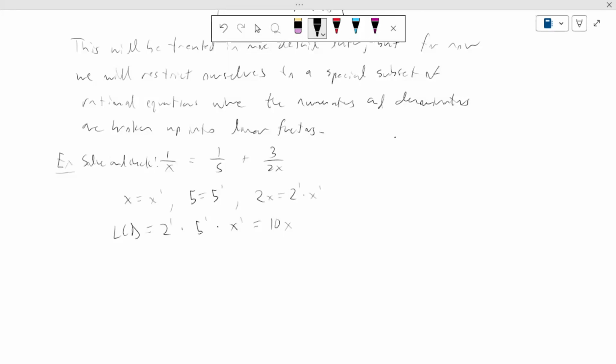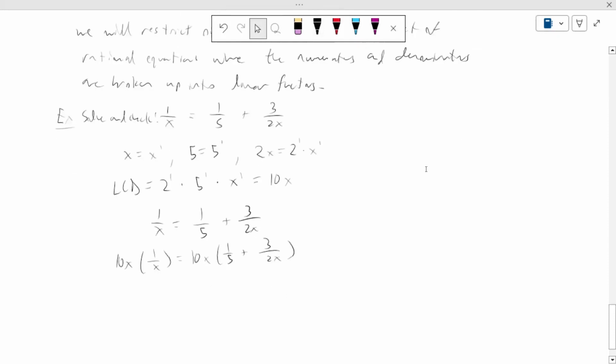So now the next step is to multiply both sides of the equation by the least common denominator, right? So I'm going to rewrite my equation over here. 1 over x equals 1/5 plus 3 over 2x. And I'm going to multiply both sides of the equation by 10x. So I have 10x times 1 over x. I have 10x times 1/5 plus 3 over 2x.